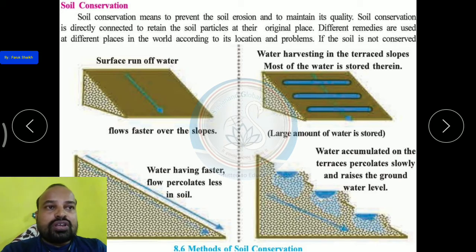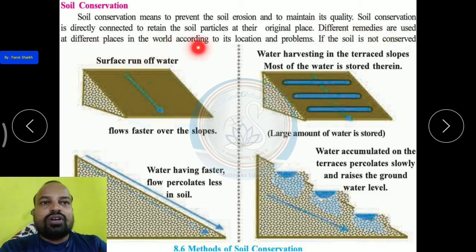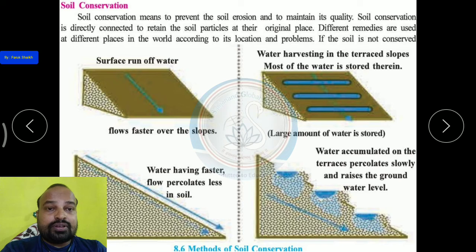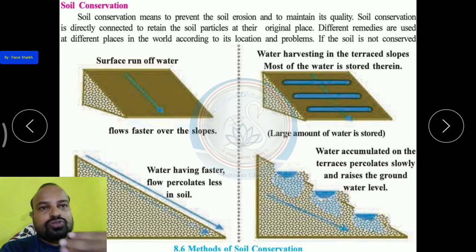Soil conservation is directly connected to retaining the soil particles at their original places. Different remedies are used at different places in the world according to the location and the problems. If the soil is not conserved, the upper layer of the soil will be eroded and the fertility of the soil will decrease, and because the fertility of the soil decreases, the production of the crops also decreases.